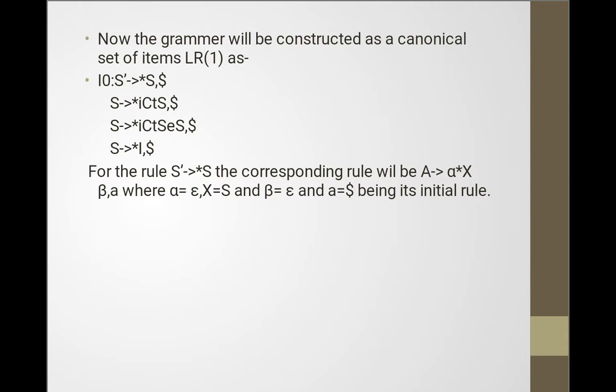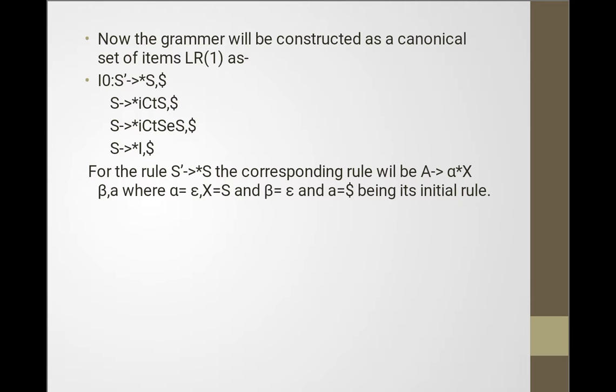The augmented grammar, when taken in the canonical set of items, LR(1), can be represented as I0: S' → ·S, $; S → ·ICTS, $; S → ·ICTSES, $; and S → ·I, $. Generally, instead of star, we can also use dot, but here we have taken star for our convenience.